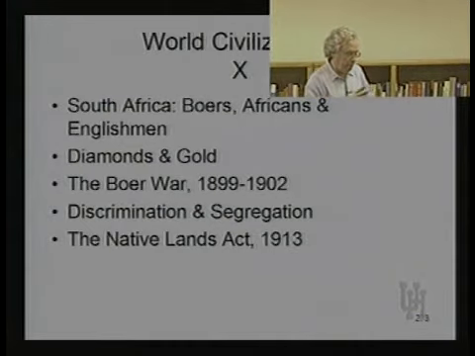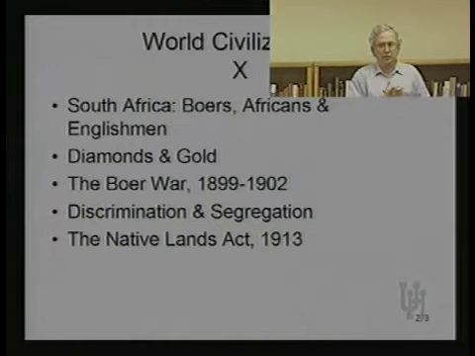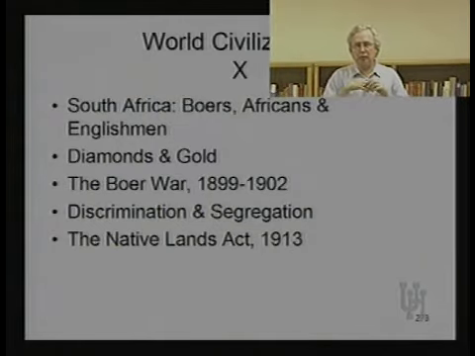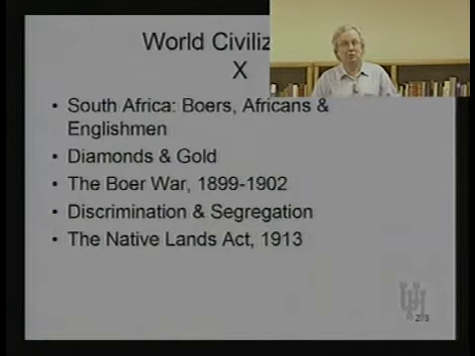A further extension of this discrimination came in 1913 when the British colony passes the Native Lands Act, which sounds like it might be meant to protect lands belonging to natives, but meant just the opposite, to create a legal structure by which tribal groups could be stripped of their lands. So Africans are going to face discrimination and segregation in the mining regions, and now increasingly they're going to face loss of land.